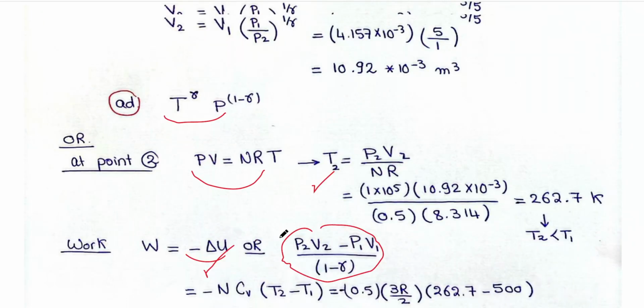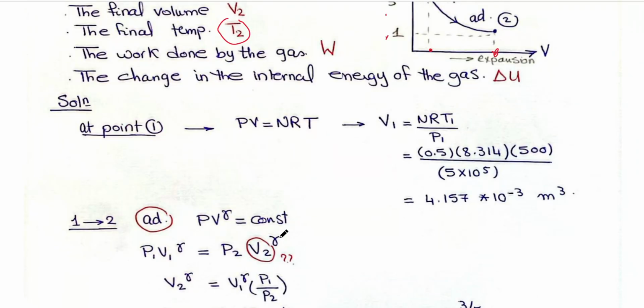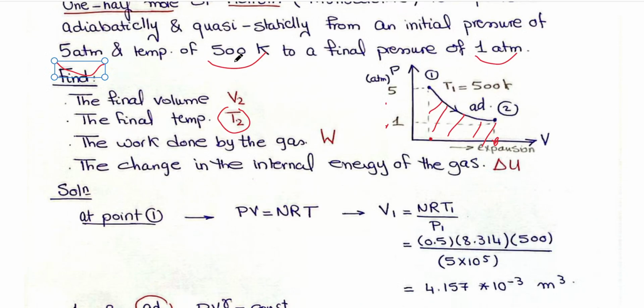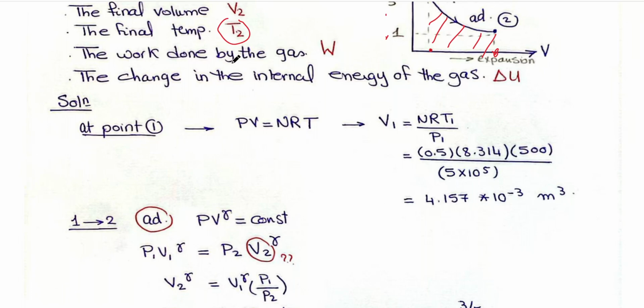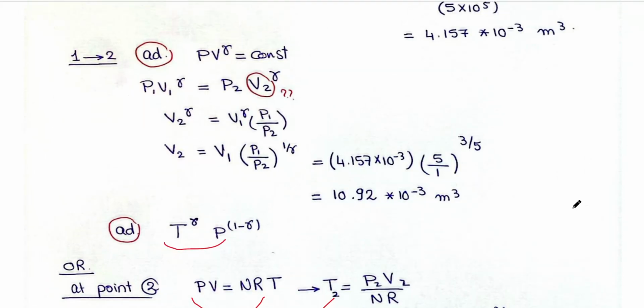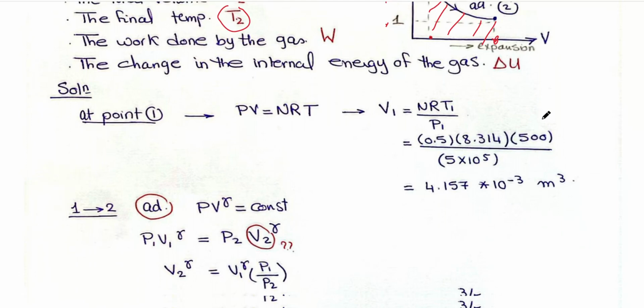Let's explain this. When you increase in volume, this means that the work will be positive. The work is positive when you increase in volume. But although you are increasing in volume, the temperature decreases. Why? I was beginning with 500 K and the new temperature I calculated is 262 K. So when the temperature decreases, this means that the change in internal energy will be negative. This is very important to know when it is increasing or decreasing.